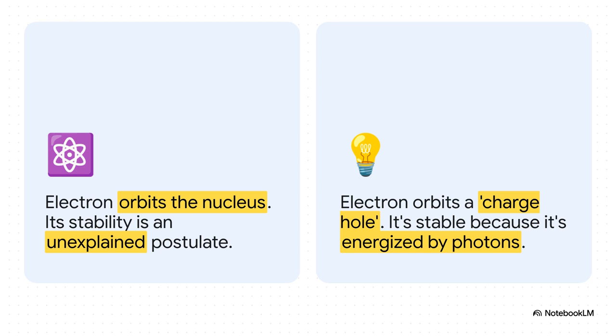The standard model just says, hey, the orbits are stable because they just are. But Mathis offers a physical reason. He says the electron isn't even orbiting the proton directly. It's orbiting a charge hole, a point of equilibrium. And it stays stable because it's constantly being energized by that external photon field.